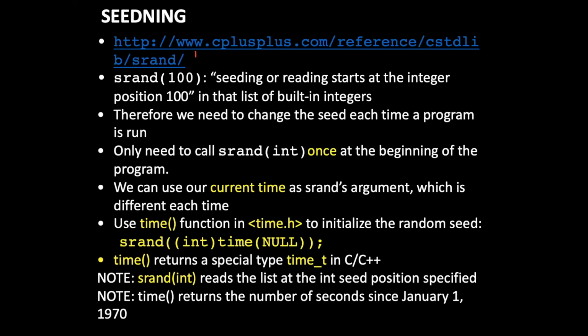The definition of srand, this API, is located here. Let's take, for example, a seed value of 100. This literally reads as seeding or reading starting at integer position 100 in that list of built-in integers. In reality, this algorithm is a lot more complicated, but let's use this as context. Therefore, we need to change the seed each time a program is run. Why? Because you don't want to start your generator each time with a value of 100, because that means there is predictability. Therefore, we need a value that is different each time a program is run. So what can we use that is different each time?